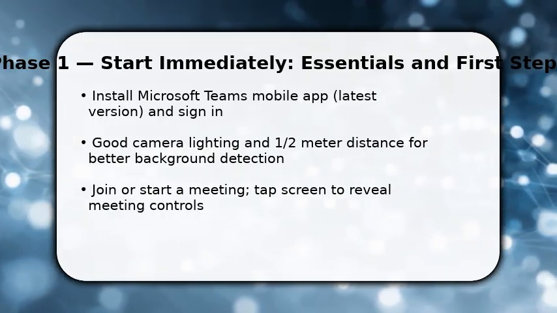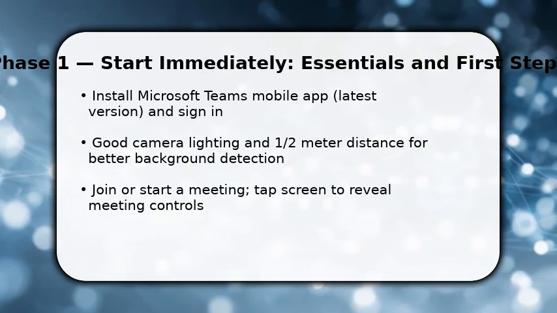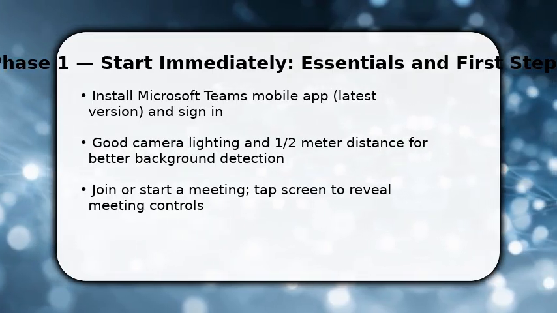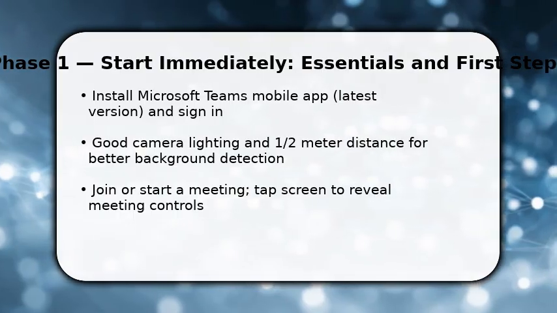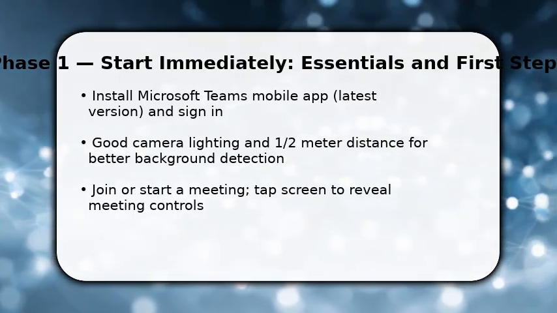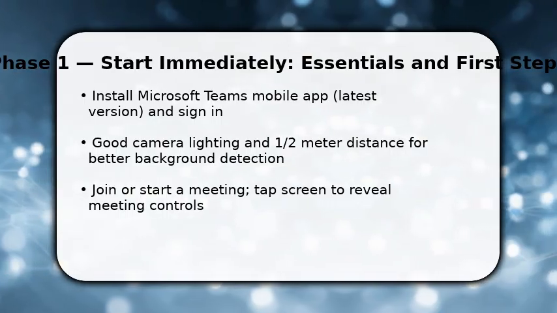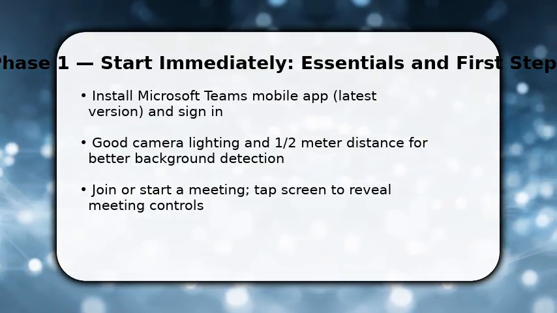This unlocks background effects. Make sure your camera is on so Teams can preview changes, otherwise you will only see muted placeholders. Now open More Actions and select Background Effects to begin swapping your background. This starts the change process.